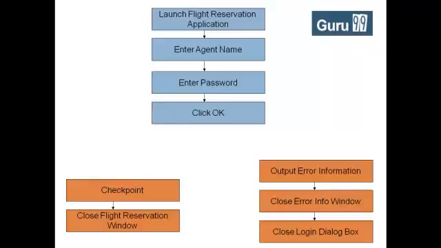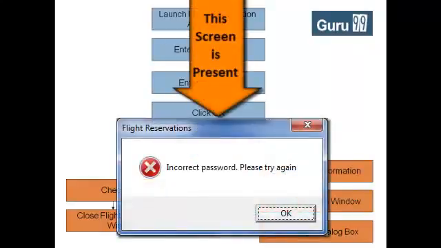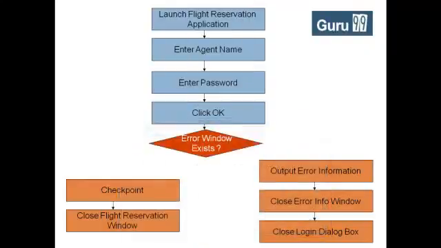There are many ways to integrate them, and one of the ways is to use an if and else loop and check whether the error information screen exists after entering the agent name and password. If yes, do the steps for the negative scenario. If no, do the steps for the positive scenario.